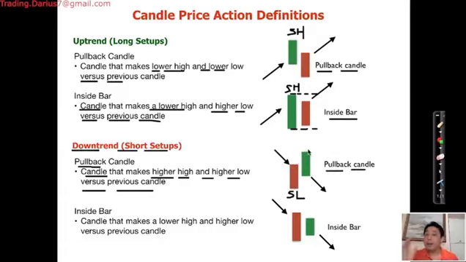So that's a pullback candle. Again, it doesn't have to be a green candle. It could be a red candle. Okay? So color doesn't matter in this case. Yeah? Next, an inside bar.